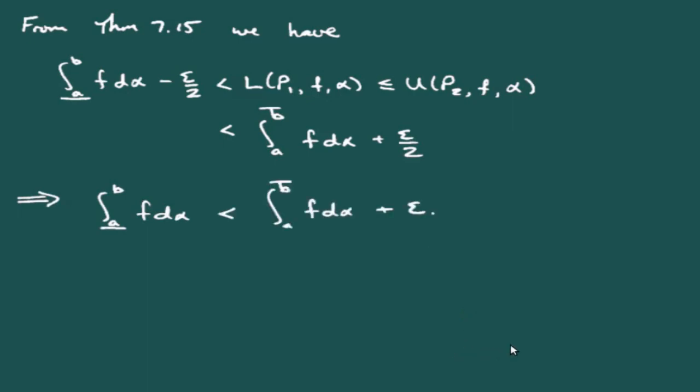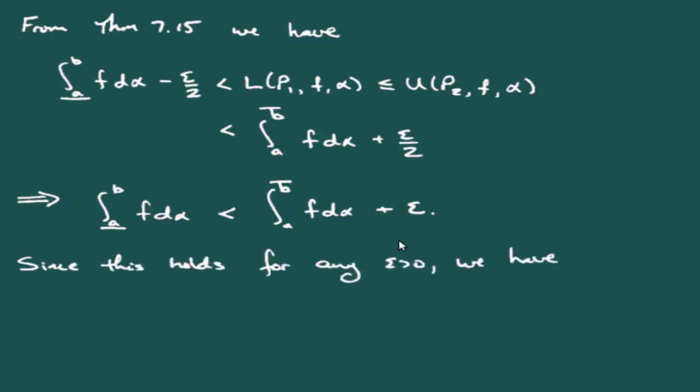Now, epsilon being totally arbitrary, since this inequality holds for any possible epsilon greater than 0, we can just drop it, and our strict inequality becomes non-strict. So we obtain our result that our lower Riemann Stieltjes integral is always less than or equal to our upper Riemann Stieltjes integral.